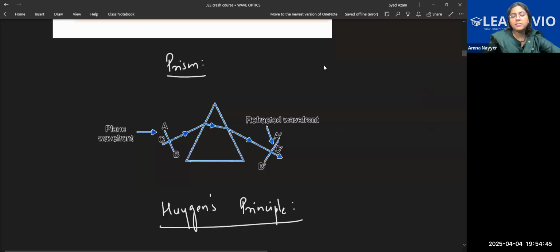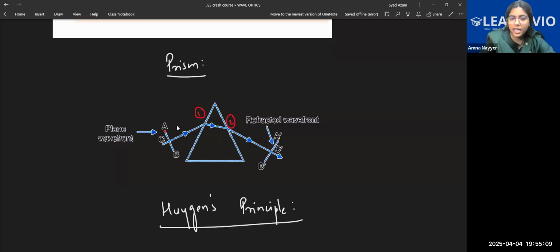So in a prism, see, you have a plane wavefront. This is a plane wavefront. At every point the rays are coming, they are getting refracted twice. Once the refraction occurs at this surface, second the refraction occurs at this surface. So you get a refracted wavefront. For every point it gets refracted like this. So if this is the plane wavefront, this becomes the refracted wavefront.